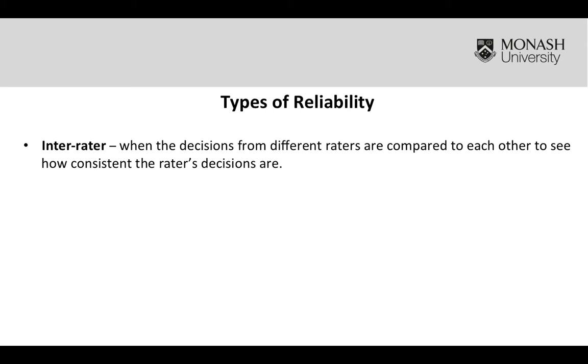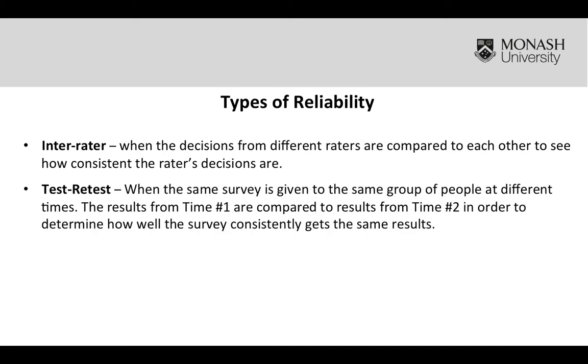So inter-rater is when the decisions from different raters, so a panel of experts within the field of what your scale purports to measure, are compared to each other to see how consistent the raters' decisions are. Test-retest is when the same survey is given to the same group of people at different time points, and the results from time 1 are compared to the results of time 2 in order to determine how well the survey consistently gets the same results. So your Pearson's correlations between the two assessment times should be quite high, indicating that your latent variable, or your scale, is quite robust in its measurement.